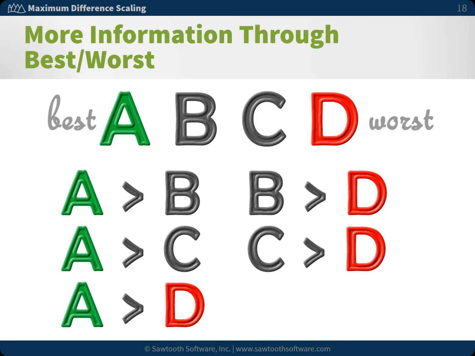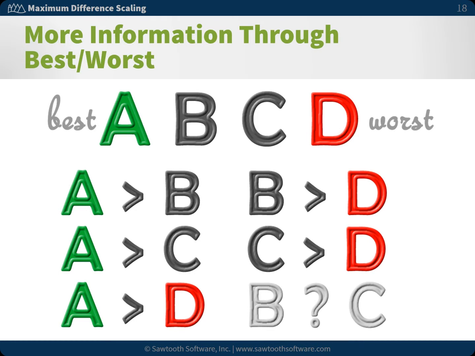We then know that A is greater than B, and B is greater than D, and A is greater than C, and C is greater than D, and A is greater than D. From only 2 clicks, we learn about 5 of the 6 possible paired comparisons. The only thing we don't know is the relationship of B to C.